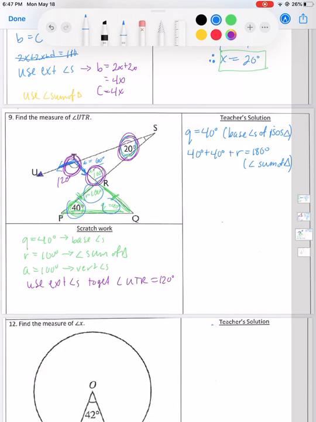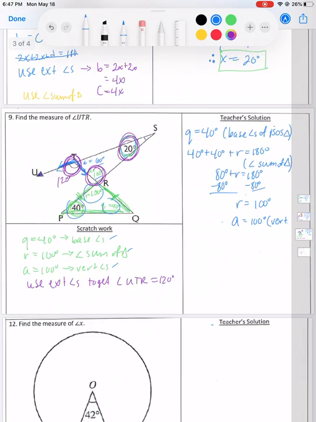Then I know that A was 100 degrees. Check, check, check. Oops, let me go ahead and solve it for this one. So we have 80 degrees plus R equals 180 degrees. R is going to equal, let me subtract that, minus 80 degrees, minus 80 degrees. R is going to equal 100 degrees. Okay. And now that we know, we're going to say that A is equal to 100 degrees from vertical angles.